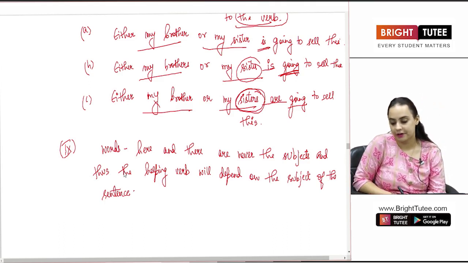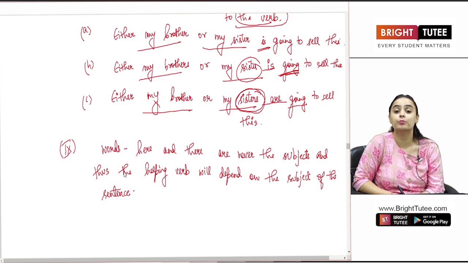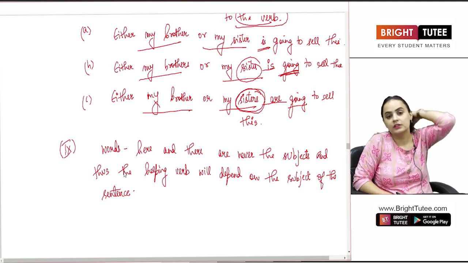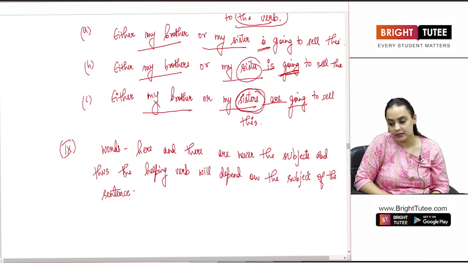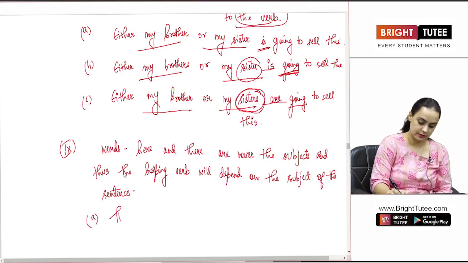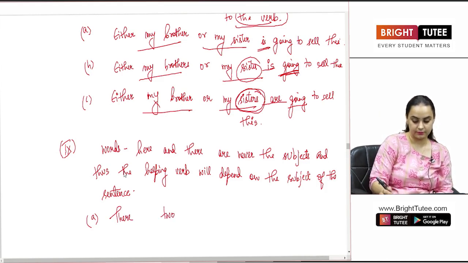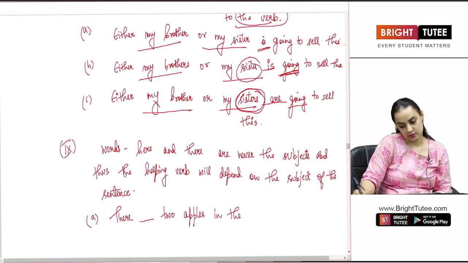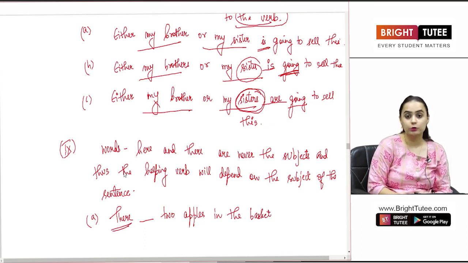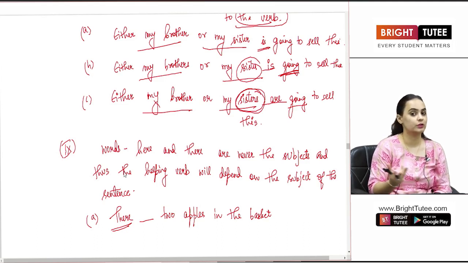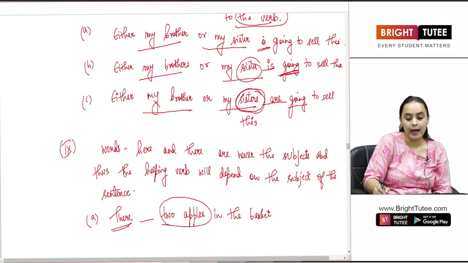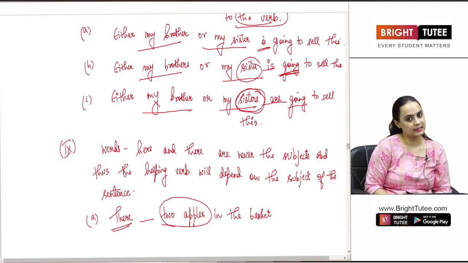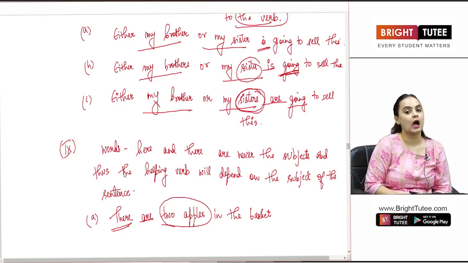So here and there, they are never the subjects, and therefore my helping verb will depend on the subject of the sentence. Now what do I mean by that? If I say, there are two apples in the basket. The first word is there, but it is not the subject. What is my subject in the sentence? Two apples. And two apples are clearly plural, so we will write are.